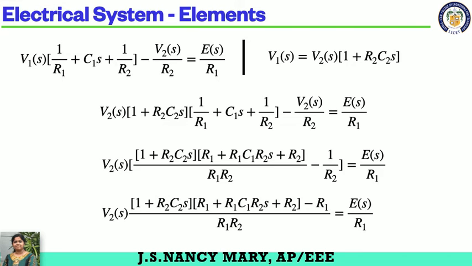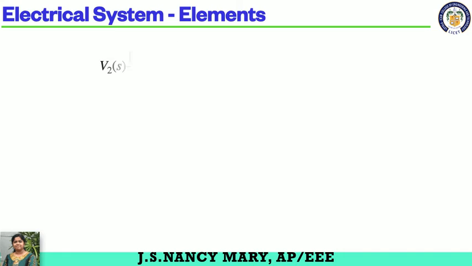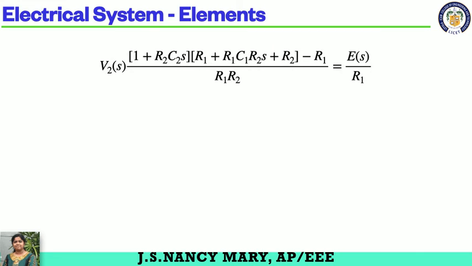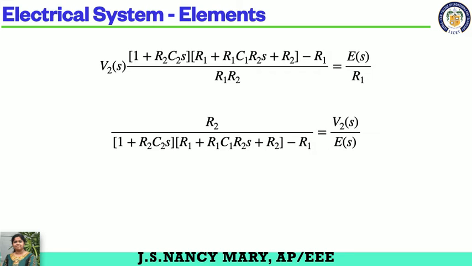So for finding out the transfer function, I'll be writing V2 of S by E of S. So you will be getting the final equation as R2 divided by 1 plus R2C2S into R1 plus R1C1R2S plus R2 minus R1. So this is my final answer.